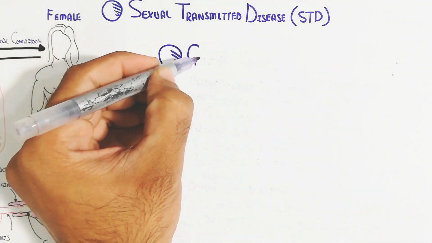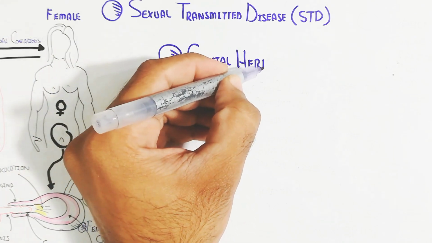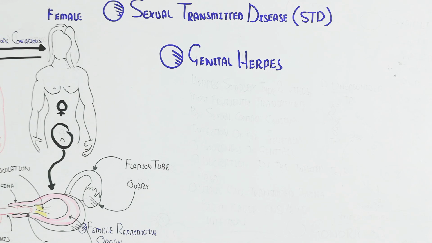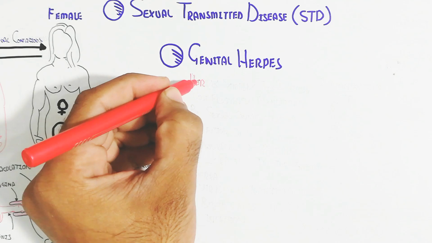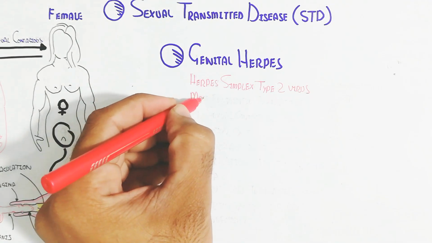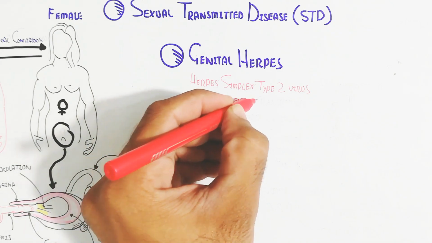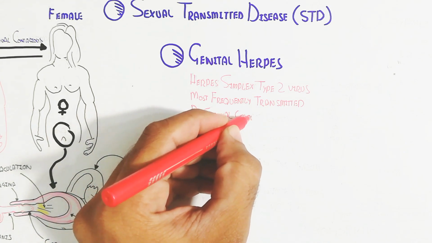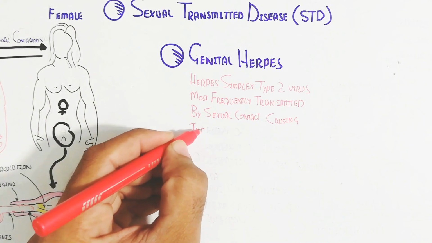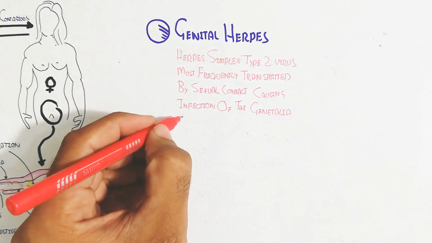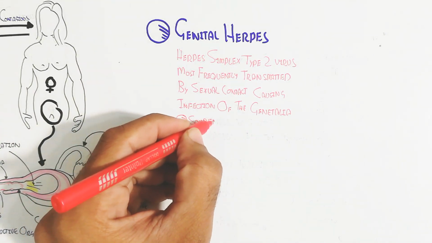Let's begin to understand the second, more popular disease, genital herpes. This is due to the herpes simplex type 2 virus, most frequently transmitted by sexual contact, causing infection of the genitalia. It causes signs and symptoms such as soreness of the genitalia and ulceration in the infected area. The virus can be transmitted during birth, causing central nervous system and eye infection.